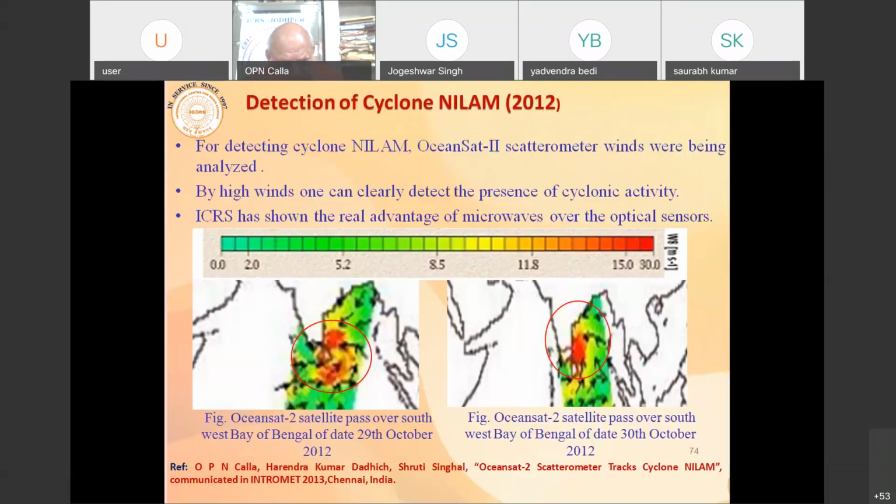And here is another cyclone, Neelam, that also was tracked by us, and that also was presented in Chennai in the conference. The universal satellite.